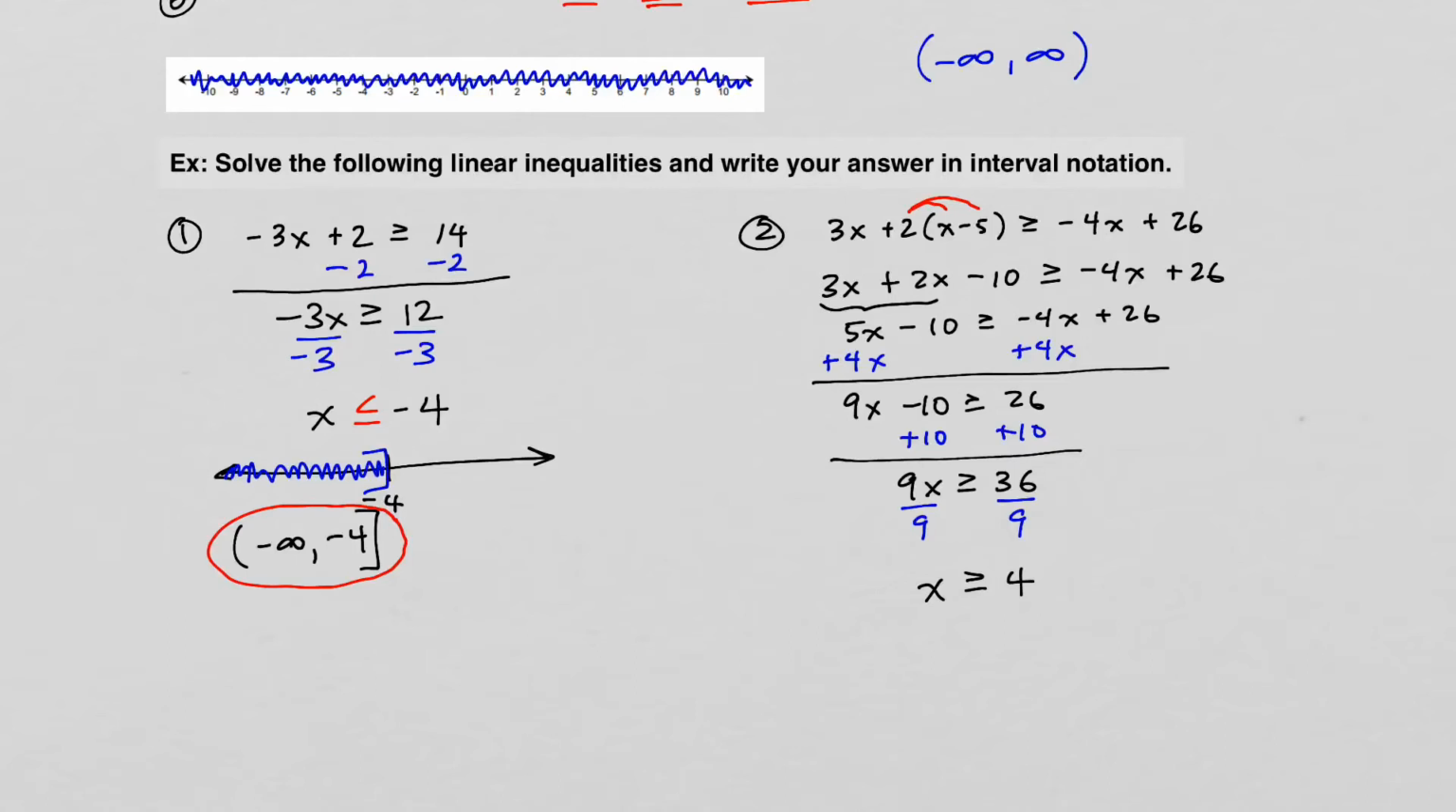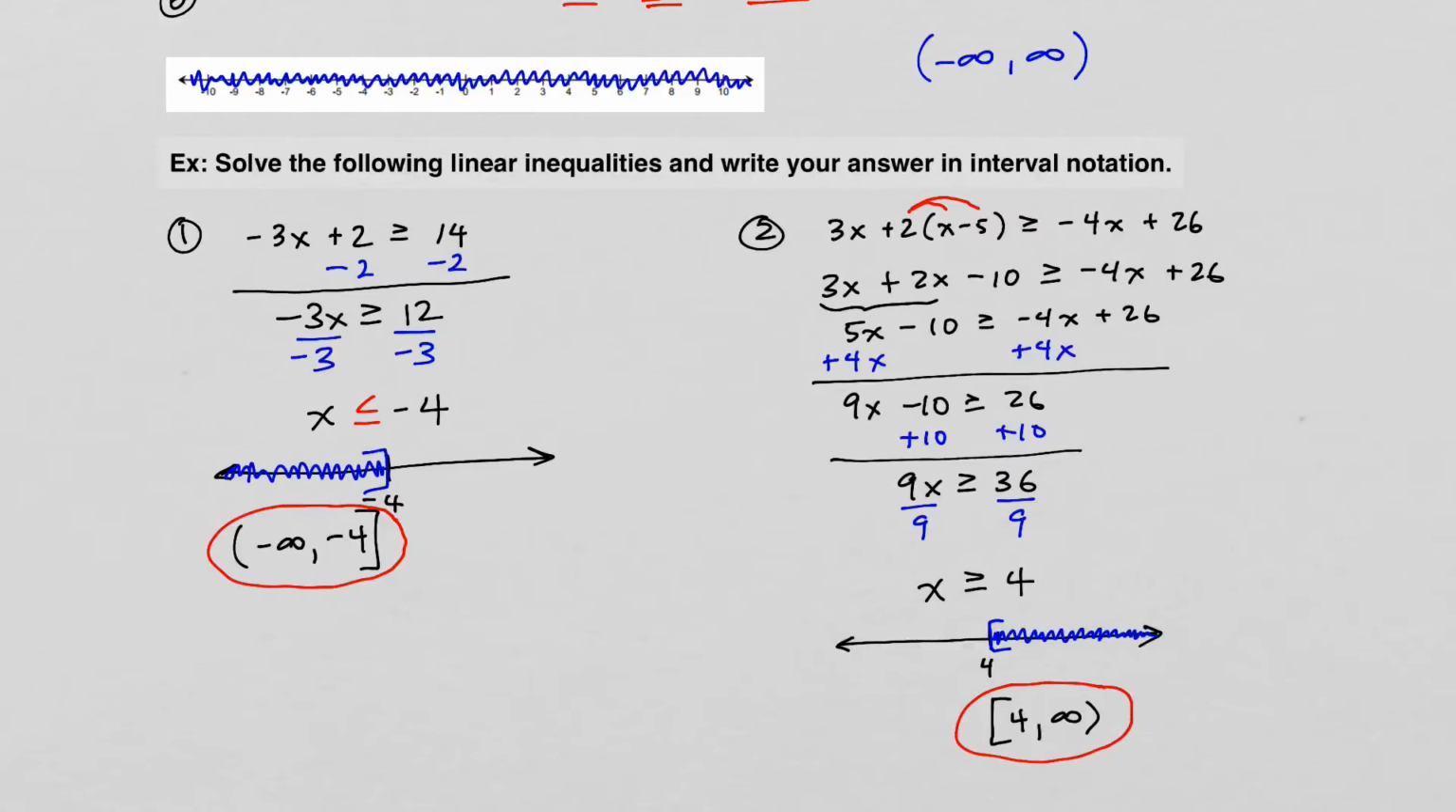Now to put that answer in interval notation, I highly recommend that you sketch a quick number line. And your number line, again, does not have to be very elaborate. Just put the number in question in the middle. And we want all the x's that are greater than 4, which is to the right of 4, or equal to 4. And so in interval notation, this will be numbers starting at 4 and going to infinity.